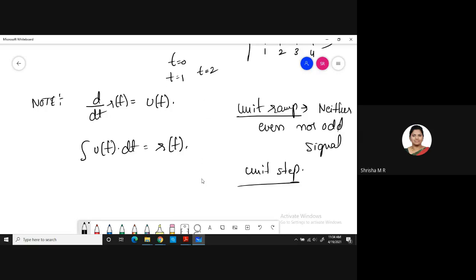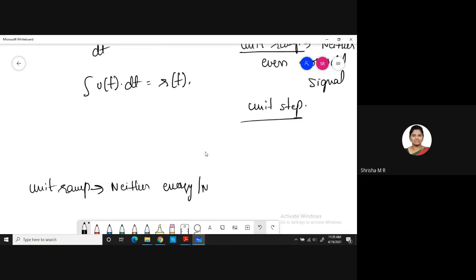Is the unit ramp a power signal or an energy signal? We can say the unit ramp is neither an energy nor a power signal. If you calculate the power for this, you get infinity. Even the energy for this is also infinity. So it's neither an energy nor a power signal. Fine. Now we shall see the rectangular signal.